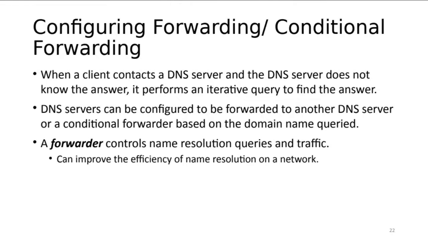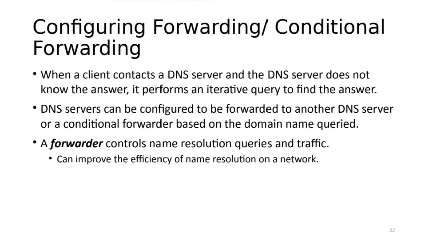When a client contacts a DNS server and the DNS server does not know the answer, as mentioned before, it will do an iterative query to find the answer. So the DNS server can be configured to forward to another DNS server or a conditional forwarder based on the domain name queried. What does this mean?